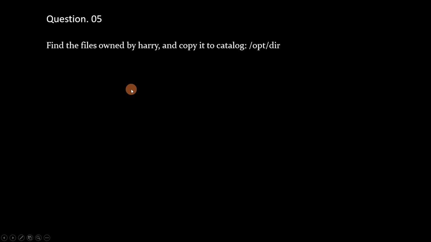Now let's navigate to the fifth question. Find the files owned by Harry and copy them to the directory /opt/dir. So this is the command for this: find / -user harry -type f -exec cp {} /opt/dir \; And this is also important, it is a backward slash, not a forward slash, but make sure that this directory is already there. So this was all in this video.